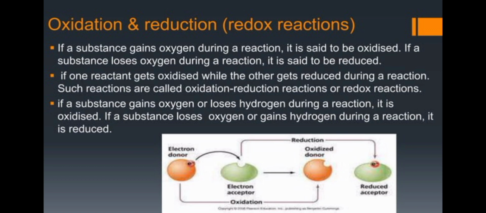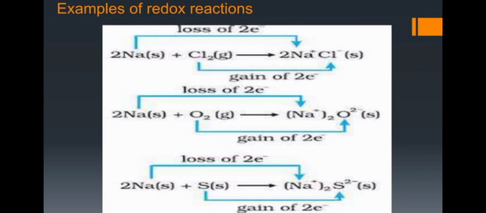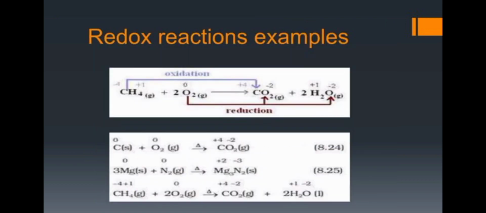redox reactions. If a substance gains oxygen or loses hydrogen during a reaction, it is oxidized. If a substance loses oxygen or gains hydrogen during a reaction, it is reduced. Examples of redox reactions.